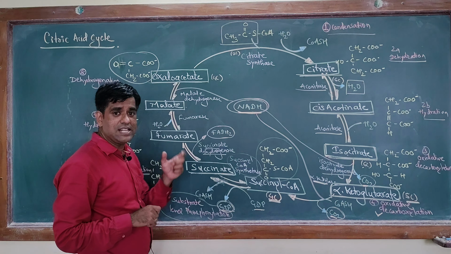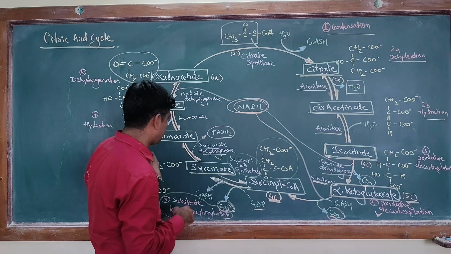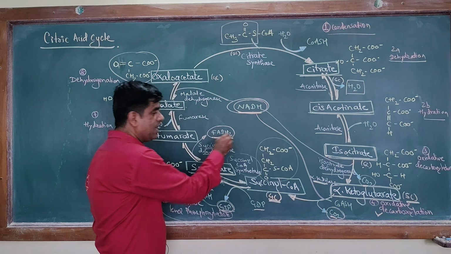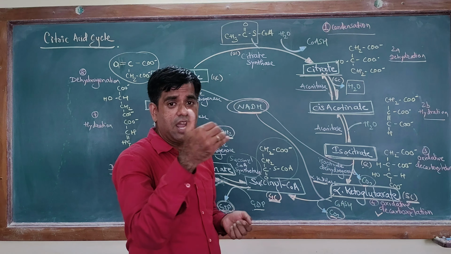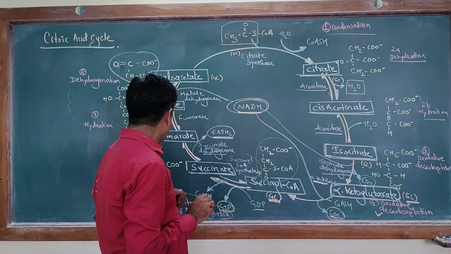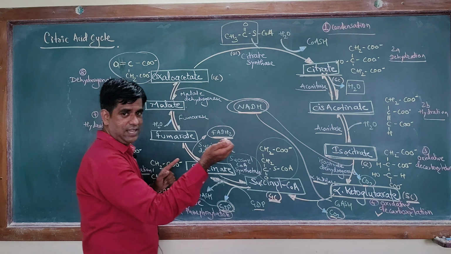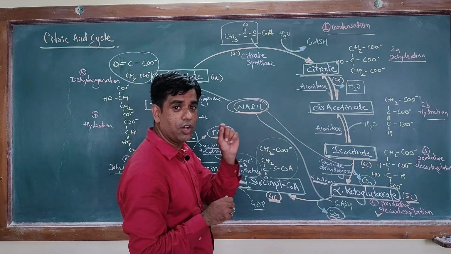Succinate dehydrogenase has FAD as the cofactor which accepts these electrons. So these electrons or hydrogens are accepted by FAD and FAD gets converted to FADH2. So there is a net formation of your FADH2. So fumarate is formed, succinate is oxidized, I can say, to form your fumarate.